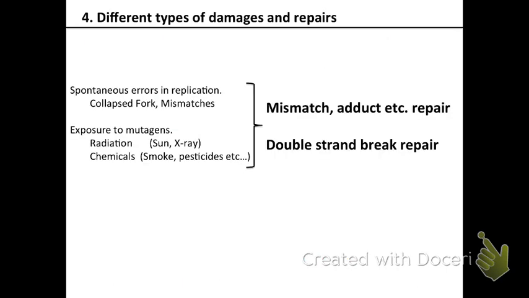So we said there are different types of damages, spontaneous errors and mutagens, and these can cause a variety of different damages. These could be mismatch, addition of adducts, etc., or double-strand breaks, etc. So let's start with these small damages to the DNA.